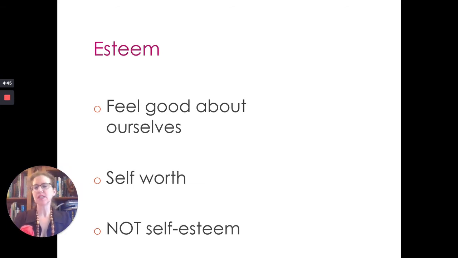Esteem. Esteem is another need we all have. It's that idea of feeling good about ourselves. It's that idea of having self-worth. This is not self-esteem. This is not that idea of being mindful and being accepting of ourselves, no matter what our potential faults are, about feeling good in any particular situation. No, esteem is that need of stepping out from a particular crowd and doing something special.